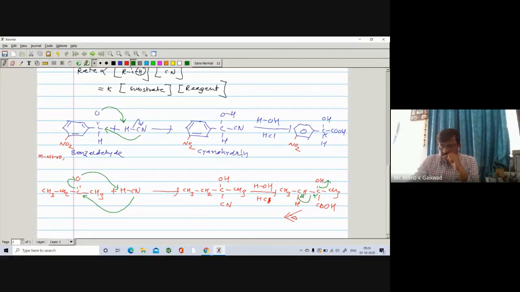So this sigma bond will shift here, forming a double bond, and you get the corresponding product like this one. Here is CH3, CH double bond C. We can write this CH3 like this and COOH like this. So here you get 2-methyl-2-butenoic acid. So you are getting an unsaturated acid.